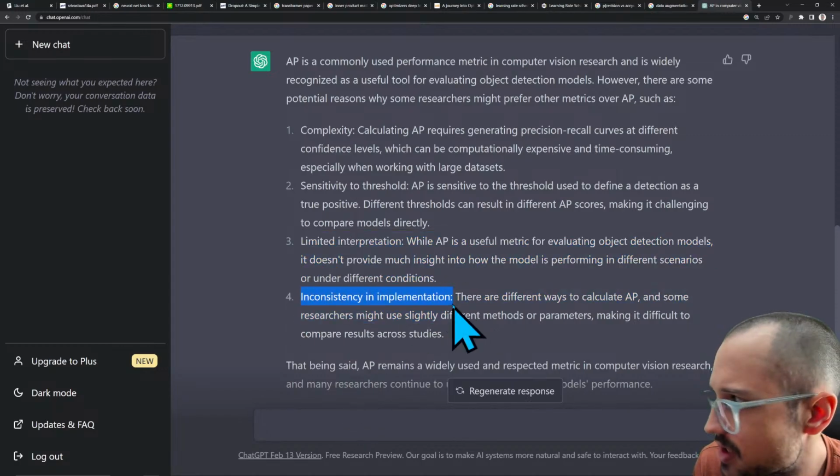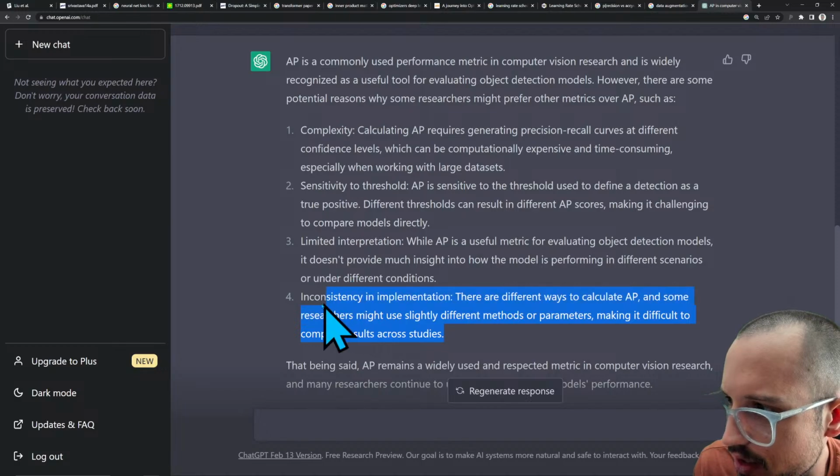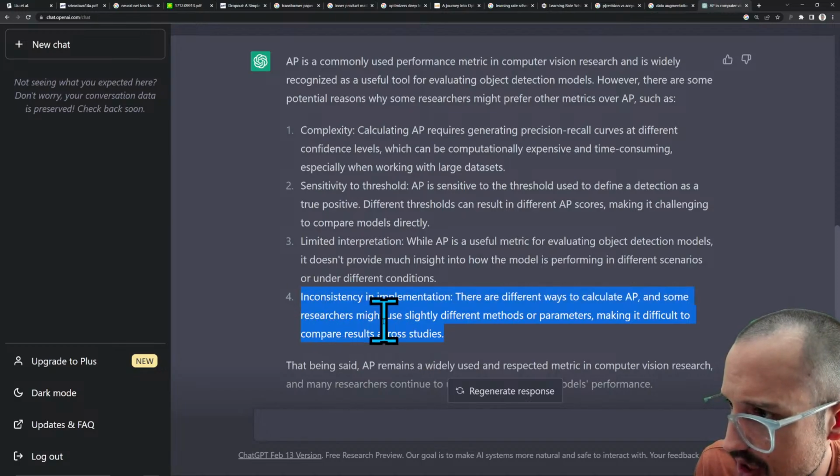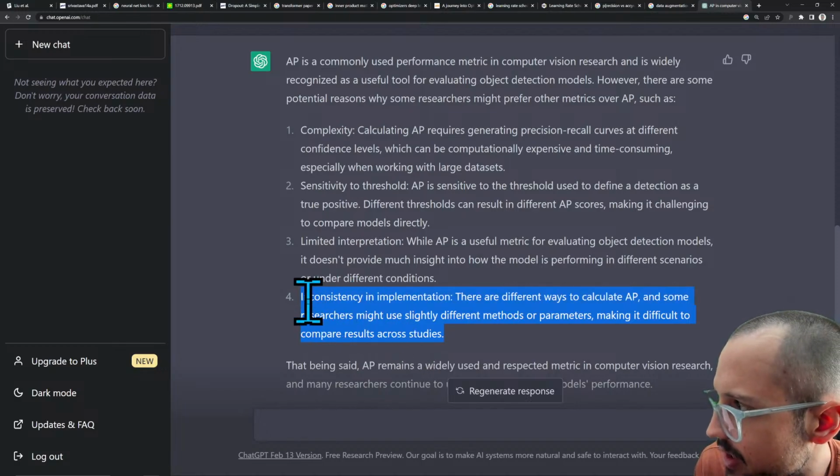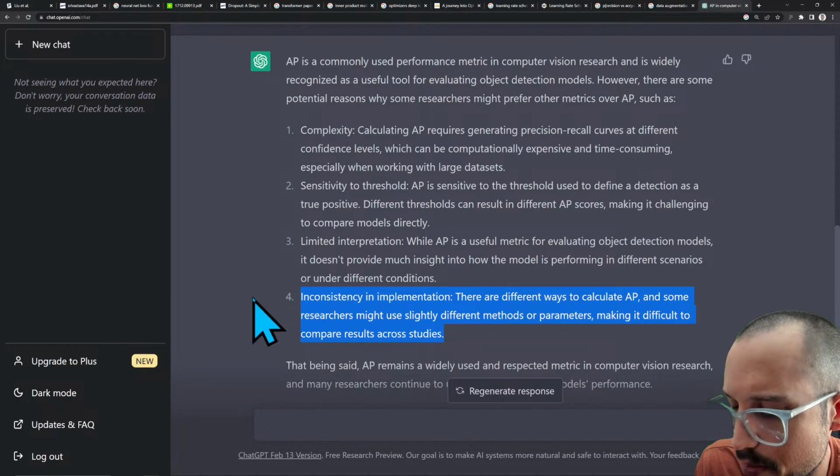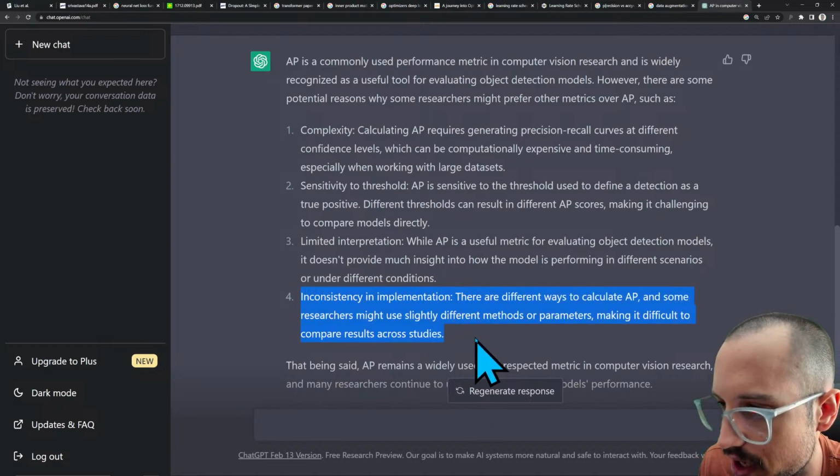Inconsistency in implementation. So this is more what you're saying, Theo, where there are different ways to calculate AP. So different packages, different PyCoco and all the different tools are going to have different ways of calculating AUC. So you're going to see different numbers and they're not going to be the same.